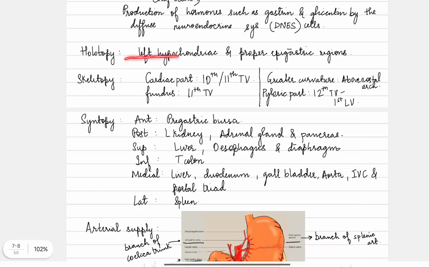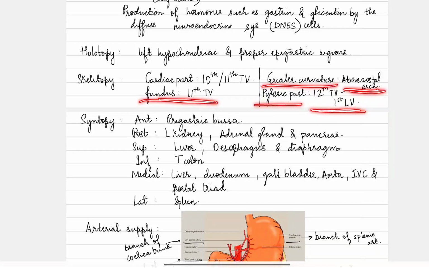Holotopy is the left hypochondriac and proper epigastric region. Skeletopy: the cardiac part is at the 10th to 11th thoracic vertebrae. The fundus is at the 11th thoracic vertebra. The greater curvature is above the costal arc. The pyloric part is at the 12th thoracic to 1st lumbar vertebrae.